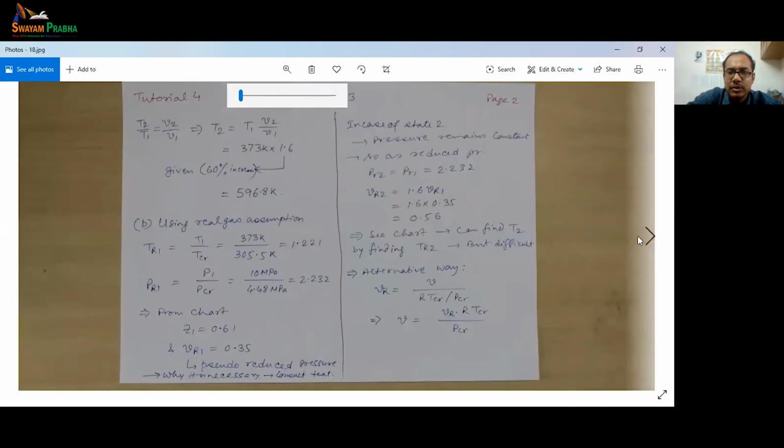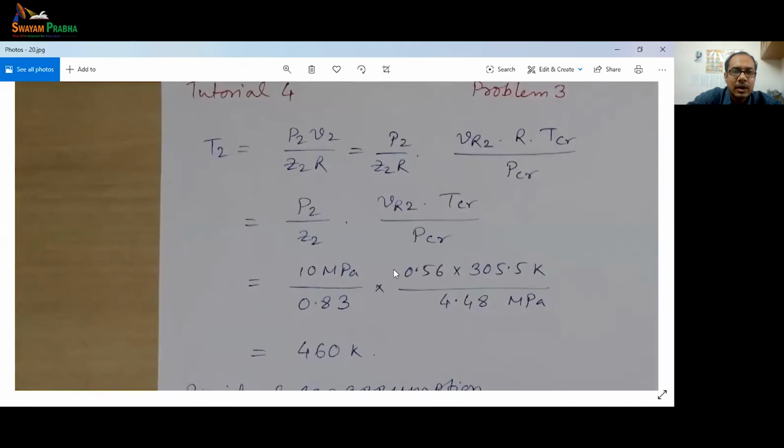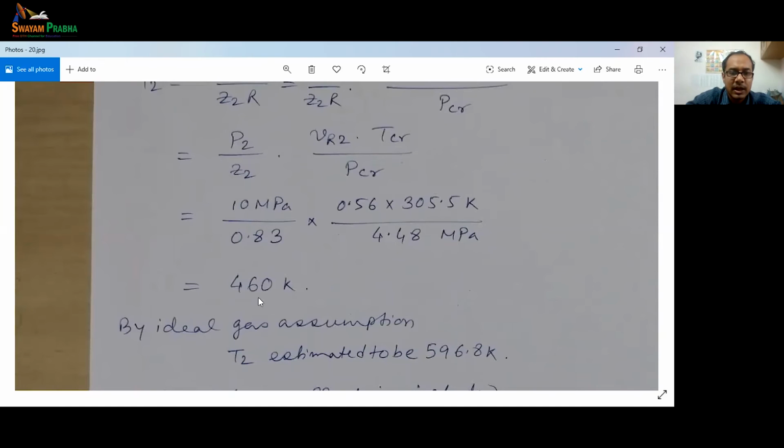So this is the relationship between those two. So what we can find out now, applying the real gas law, T2 can be obtained by P2V2 by Z2R. If you take out P2, Z2, R, you are left with V2 only, and this V2 you can find out from the reduced volume at state 2, so VR2 into RTCR by PCR. All these values you know, so you just input these values and you will obtain 460K.